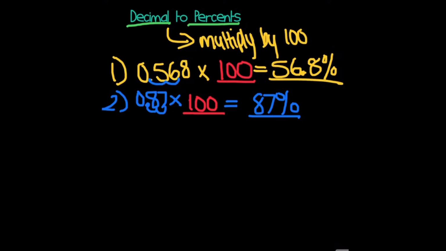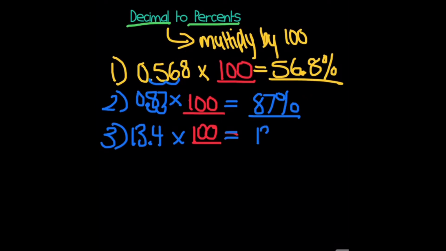Now let's do 13.4 times 100. And we're gonna get 1,340%. I know you usually have percent of 100, but it's fine to have it more than 100, right? So right now I got 1,000. We got 1,340. Let's do one more.